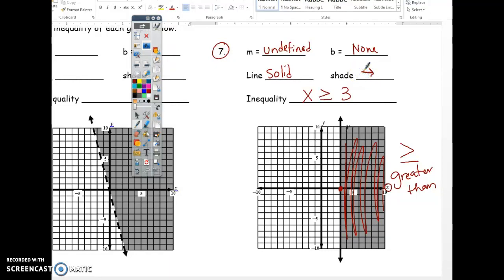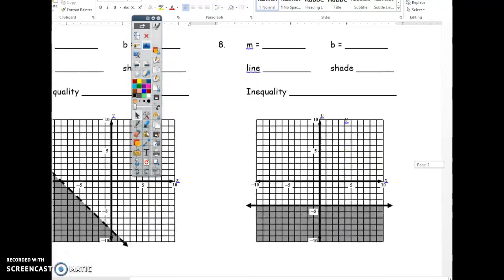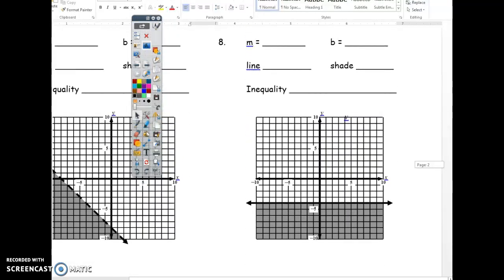It's not above the line or below the line. It's to the right, directly to the right. And those are greater numbers. Okay? So that's the only difference between number 7 and number 8. Number 8 is still like yesterday's problem. So again, number 8, you can go back and look at the video. This is a 0 slope. It's not the same as number 7. Okay?